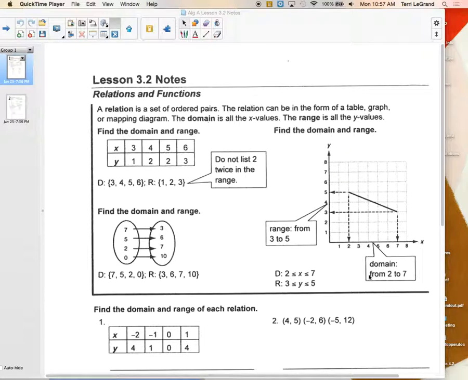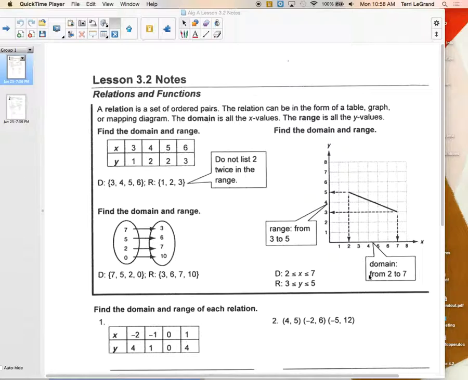Today, the parts of lesson 3.2 that we're going to cover, come over here to the board with me. Here are our learning goals today. I can determine the domain and range of relations and functions. That's what we'll do on the front side of our notes, okay? And then I can identify functions. That's what we'll practice doing on the back side of the notes.